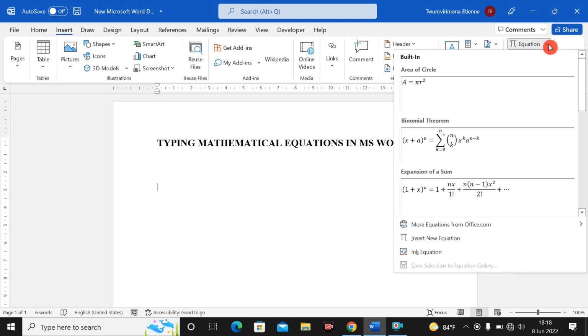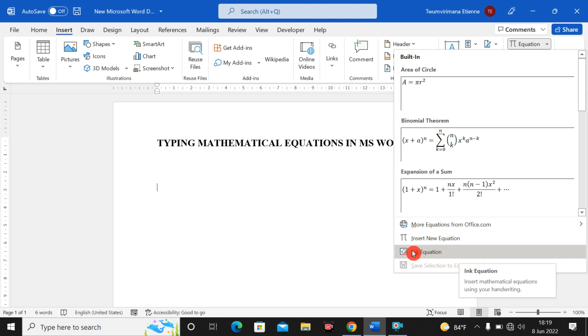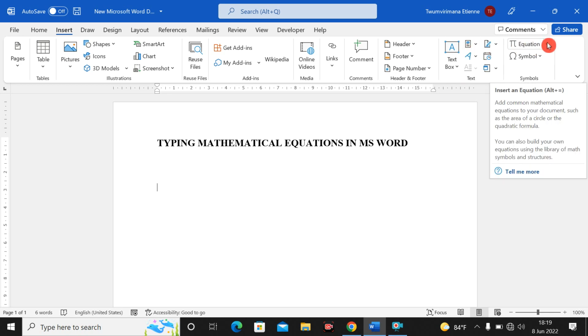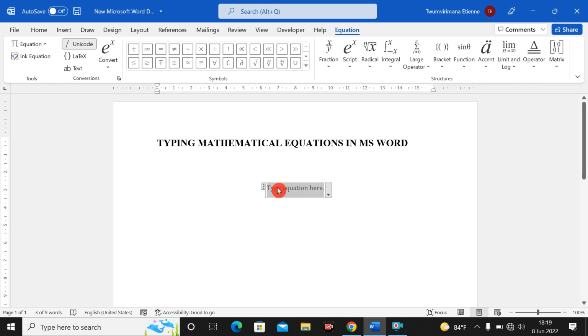Once you click on this down arrow, you see there are different types of equations. There are Area of Circle, Binomial Theorem, Expansion of a Sum, more equations from office.com, where you can insert new equations, and where you can ink equations. That's not where we are going to pass when we type mathematical equations. We just click here on Equation, instead of this arrow. Clicking here gives you an equation.